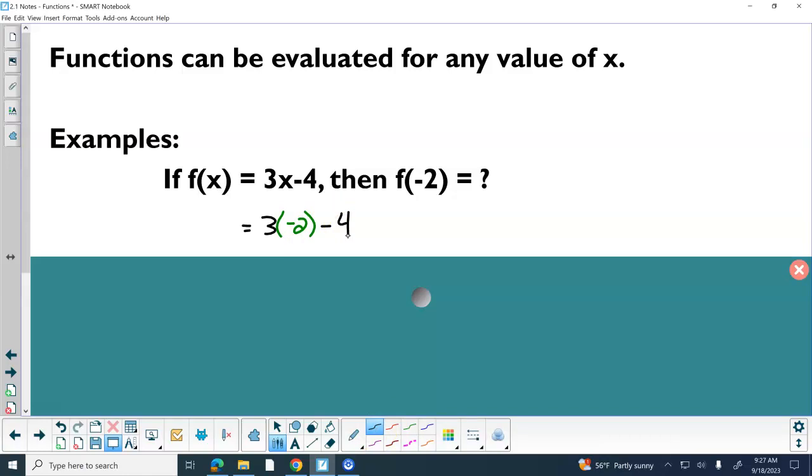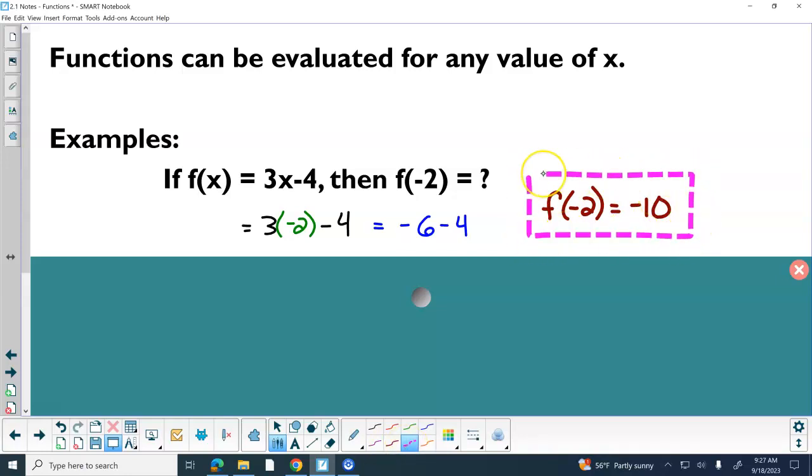So 3 times negative 2 is negative 6. Negative 6 minus 4 is negative 10. So f of negative 2 is negative 10. We're replacing x with negative 2.